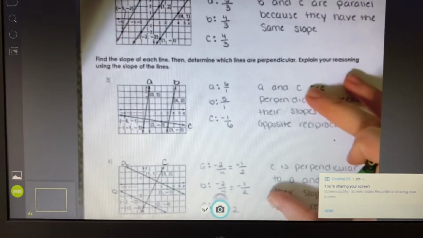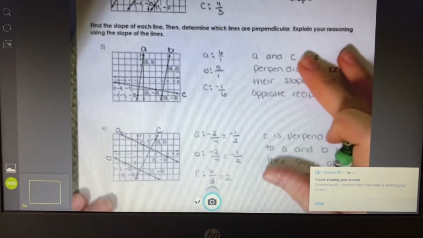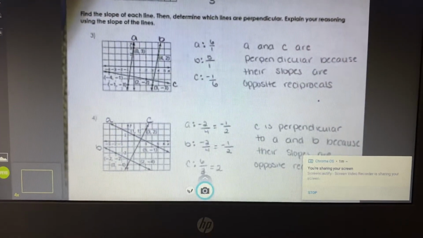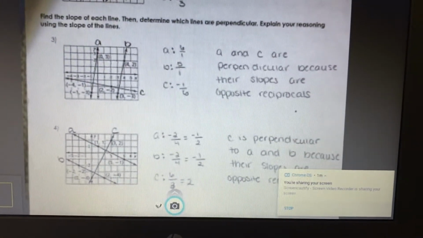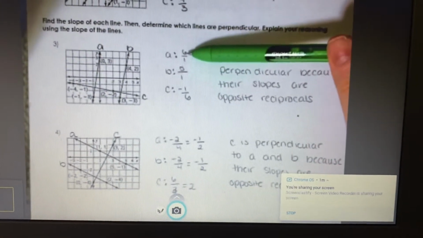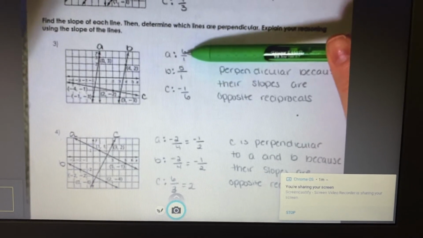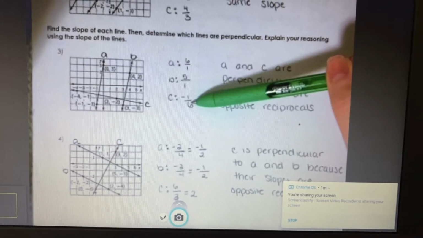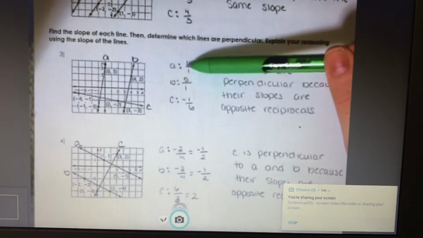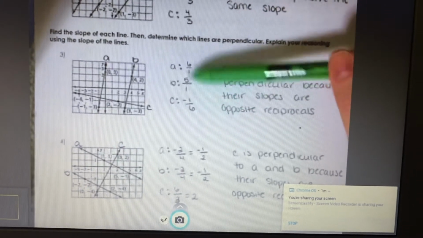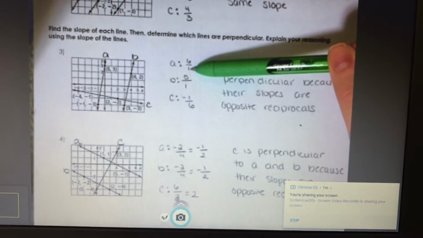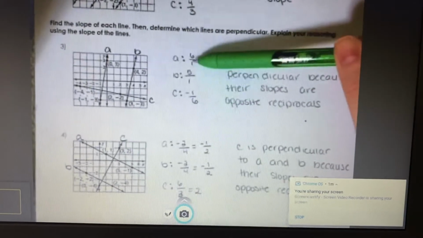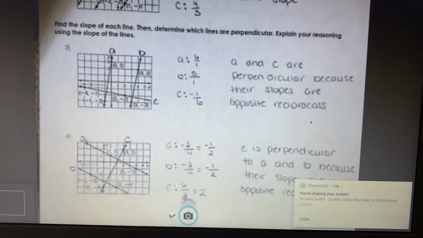For problems 3 and 4, you want to find the lines that are perpendicular. So perpendicular slopes are going to be opposite reciprocals. So for instance, in number 3, lines A and C are opposite reciprocals. So opposite signs, one's positive, the other negative. Reciprocal just means you're flipping the fraction, which would have with slopes A and C.